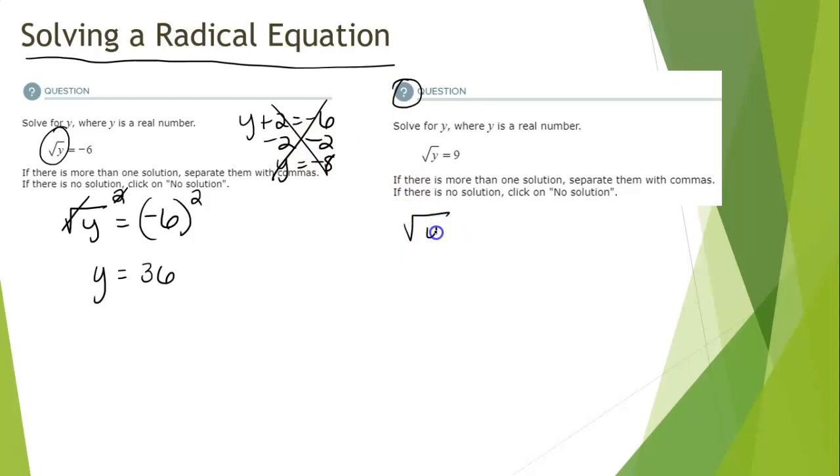All right, you should have noticed that you had the square root of y is equal to 9. You want to get the y isolated. It's inside the square root, so we're going to square both sides. The square and the square root cancel out. 9 squared is 81.